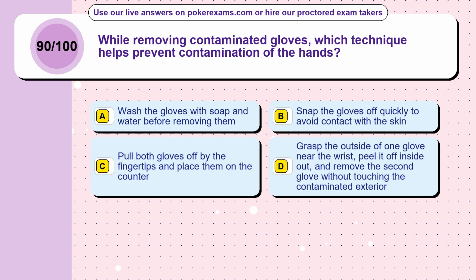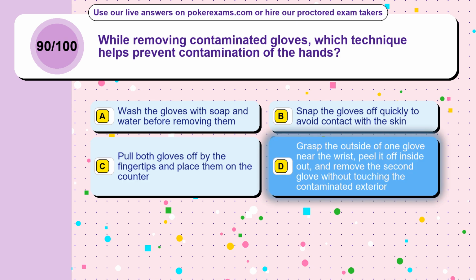Question 90. While removing contaminated gloves, which technique helps prevent contamination of the hands? Option A. Wash the gloves with soap and water before removing them. Option B. Snap the gloves off quickly to avoid contact with the skin. Option C. Pull both gloves off by the fingertips and place them on the counter. Option D. Grasp the outside of one glove near the wrist, peel it off inside out, and remove the second glove without touching the contaminated exterior. The correct answer is option D.